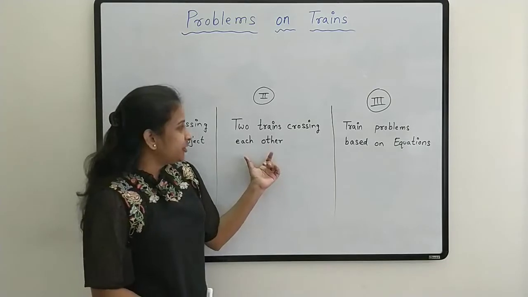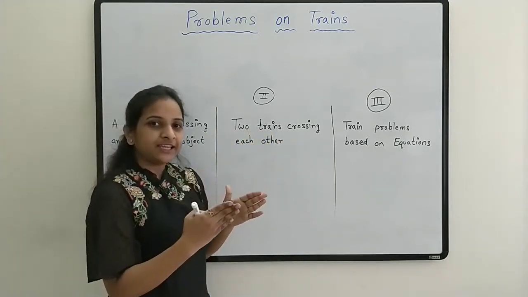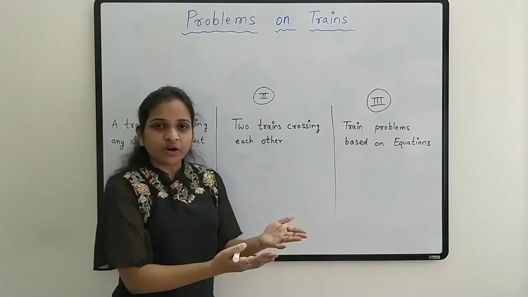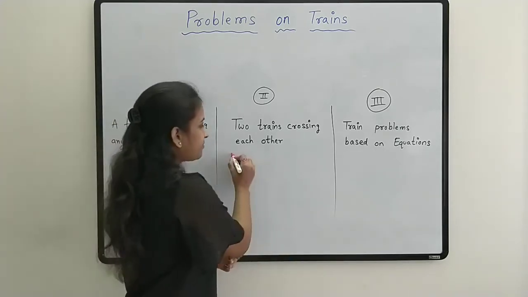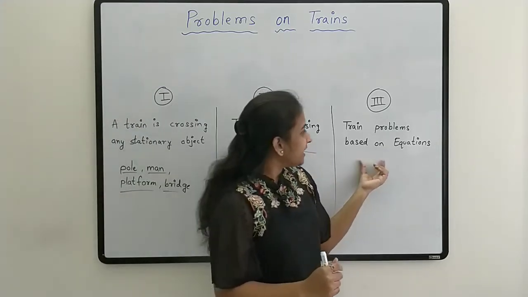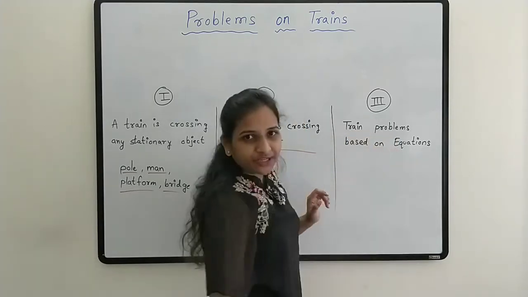Category 2 contains two trains crossing each other. Means one train is crossing another train, means one train is crossing a moving object. So these types of problems fall in the second category. In the third category, there are train problems based on equations.